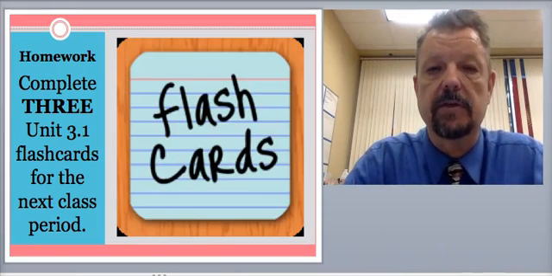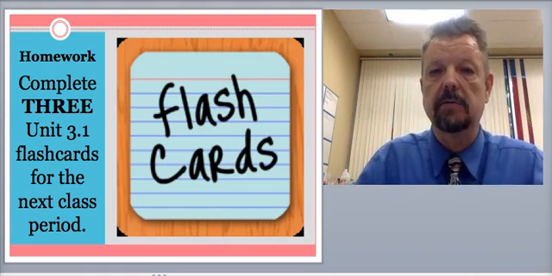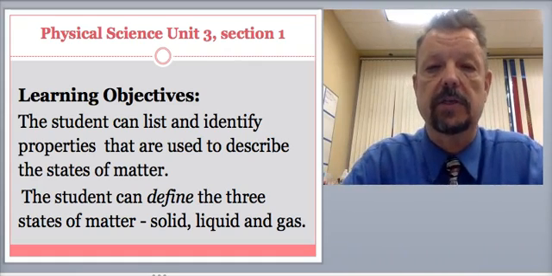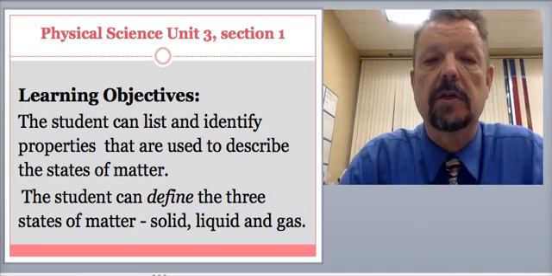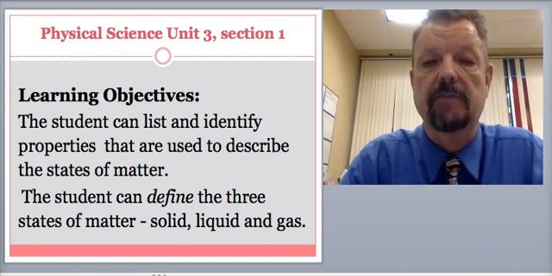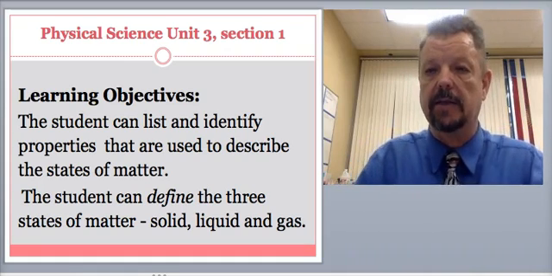Homework for this unit is to complete the Unit 3.1 flashcards for the next class period. The learning objectives for Physical Science Unit 3, Section 1 are: the student can list and identify properties that are used to describe the states of matter, and the student can define the 3 states of matter: a solid, liquid, and a gas.